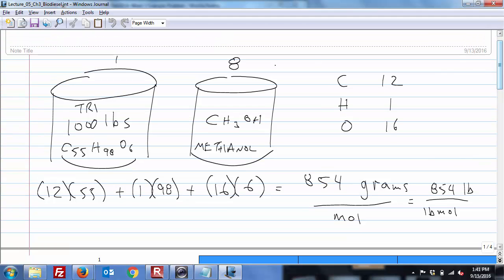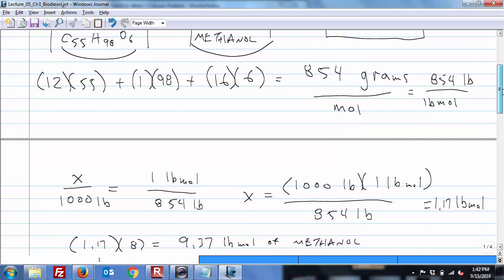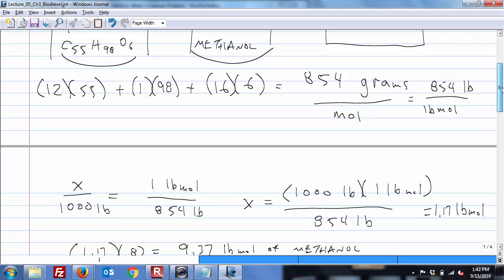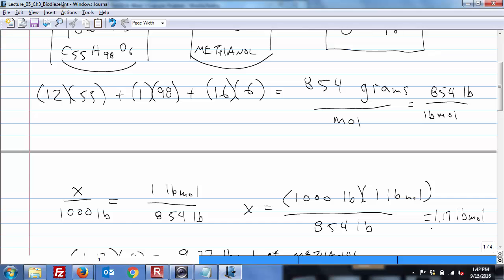And we decided we would saturate this and go all the way up to a molar ratio of 1 to 8. So for every 1 mole of triglycerides, we're going to add 8 moles of methanol. And these are just the molecular weights of each of the atoms. And then from there, we said, well, how many pound moles of triglycerides are in this 1,000 pound batch?